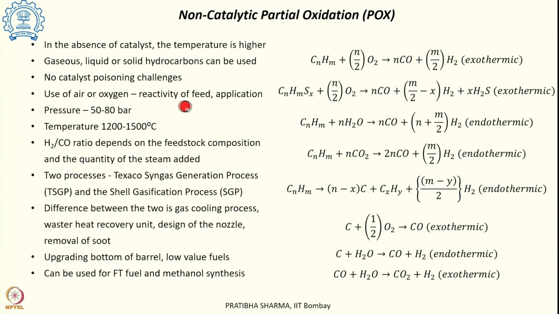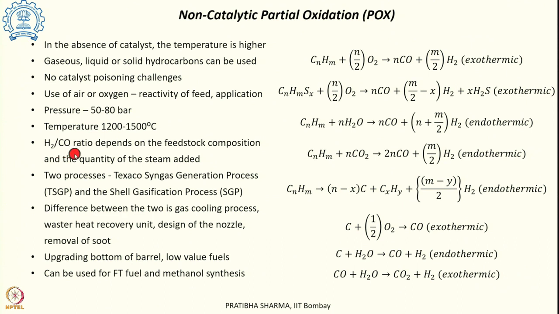However, if the end use application is one wherein a certain amount of nitrogen is acceptable, like for ammonia production, then air can be used as an oxidant. In that case, the outlet hydrogen stream will have nitrogen which can be used directly for the fertilizer industry. The operating conditions are 1200 to 1500 degrees centigrade temperature and a higher pressure of 50 to 80 bar, at max 280 bar.